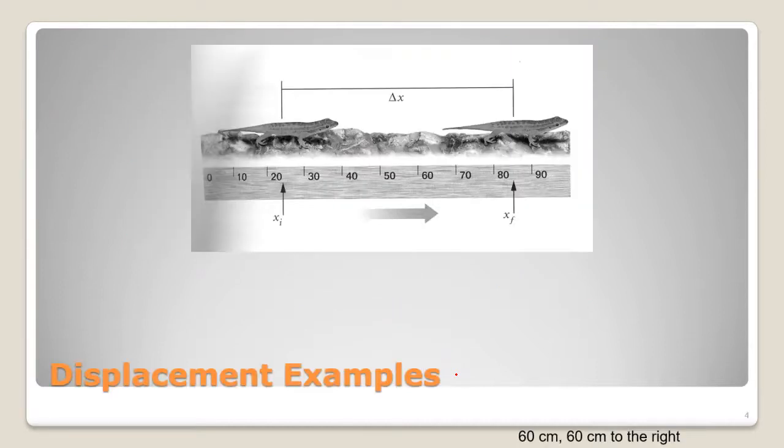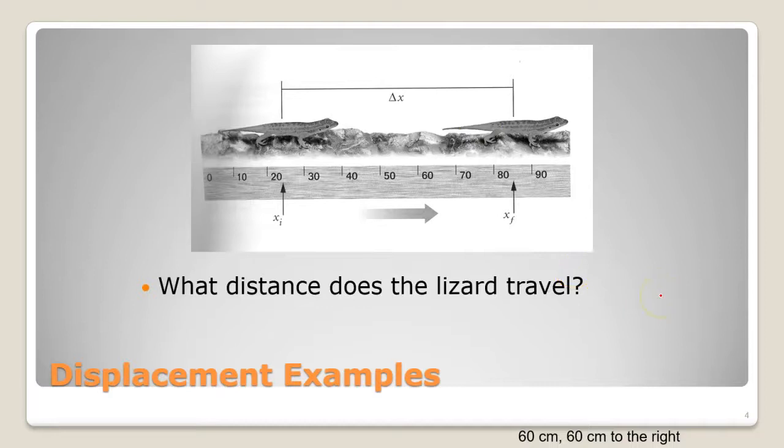All right, so now that we have that, we have a couple of examples. I have a lizard here. Lizard started at 25 centimeters, goes to 85 centimeters. The question is, what distance does the lizard travel? Well, the distance is just the total path that the lizard took. From 25 to 85 is 60 centimeters. So we would say the distance is 60.